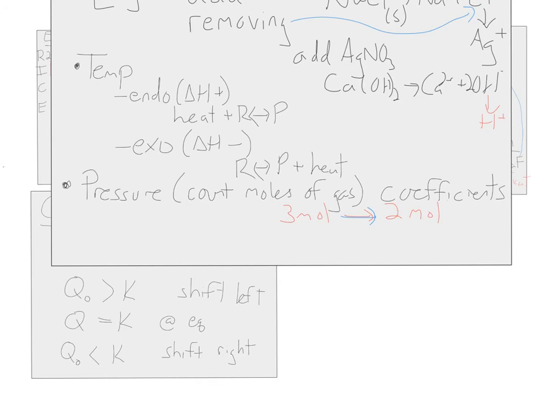If we were in a container where the pressure was lowered, well, now I have fewer collisions. I need to bring that pressure back up, and we could do that by shifting to the reactant side. If I make more molecules, that pressure will come back up to where it needs to be. So it's always this opposite game, this undoing of what the stress that was done to the system.